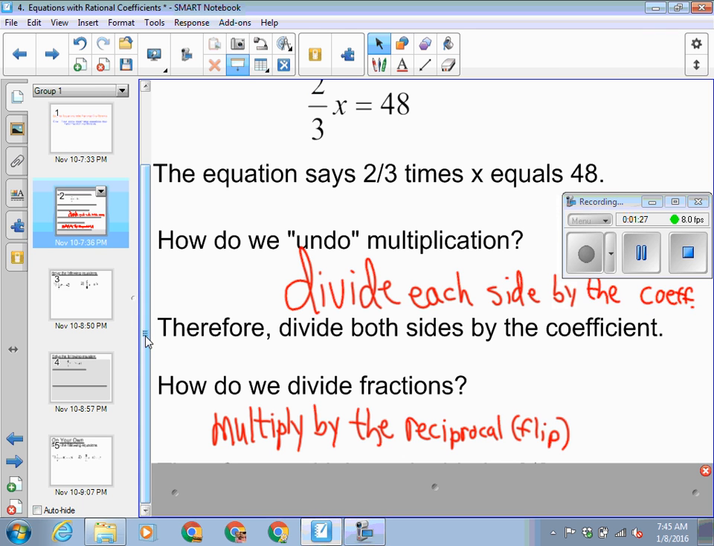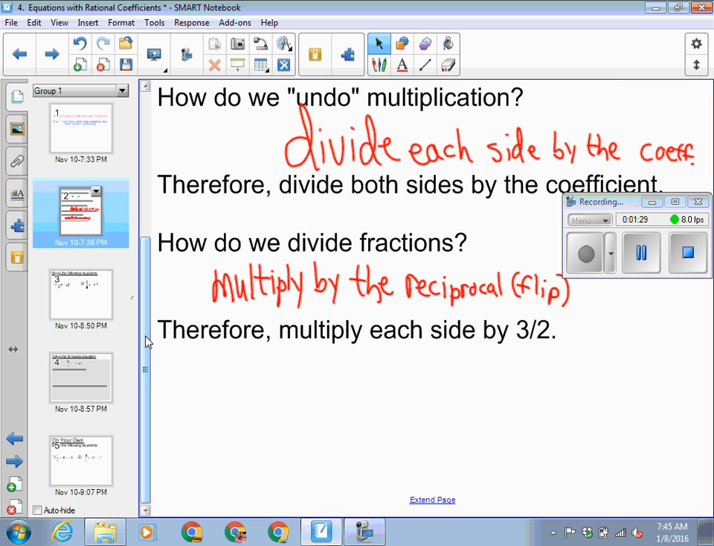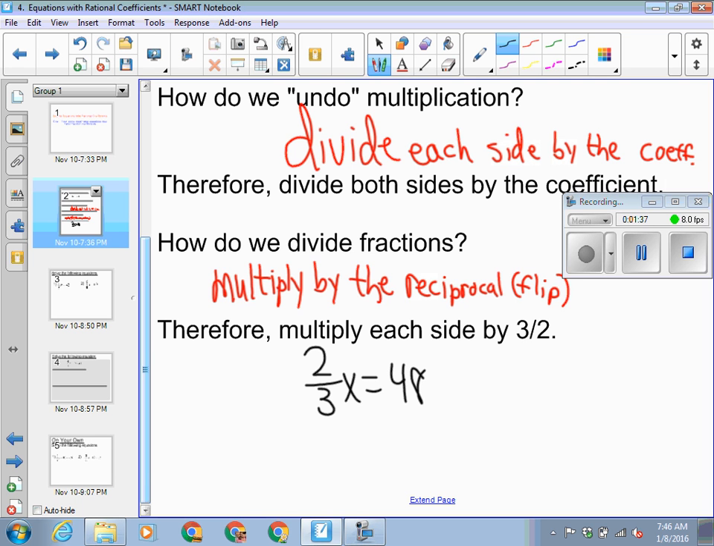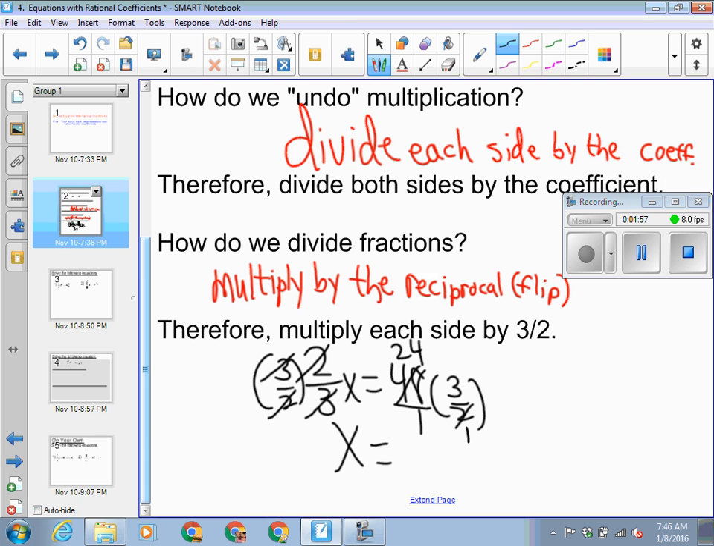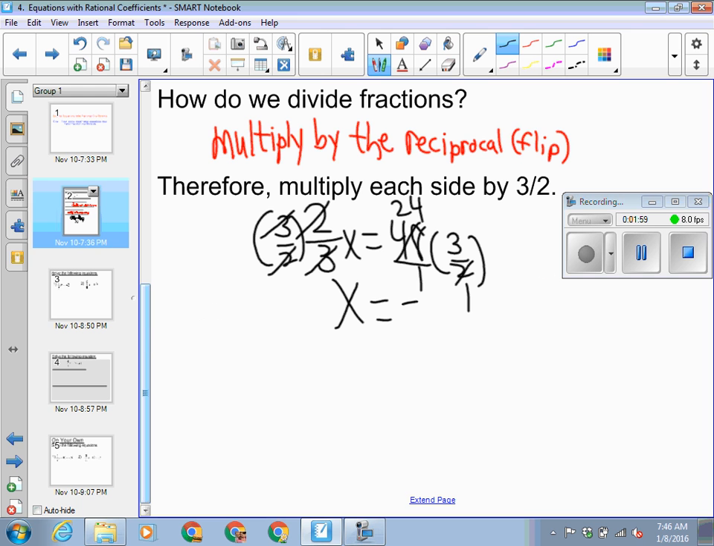So the way this will look then, multiply each side by 3 halves. I'm going to rewrite the original equation, 2/3 x equals 48. We're going to multiply each side by the reciprocal, which is 3 halves. As you guys can see, the 3's cancel out, the 2's cancel out, we're left with x, which is what we want on the left side. Now we have 48 times 3 halves. Well, it helps to make it 48 over 1. And you can see we can divide each part here by 2. 24 times 3 is 72. So that is our value of x.